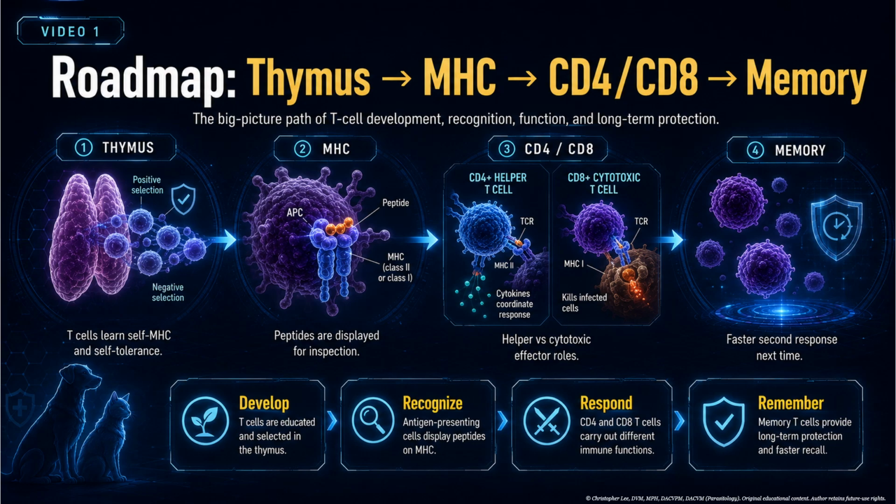Fourth, we will talk about memory. After an immune response, most effector T cells die off, but some persist as memory T cells. Those memory cells help the immune system to respond faster the next time the same threat appears. So our story arc is this. T cells develop, antigens are displayed, specific T cells respond, and some of them remember.